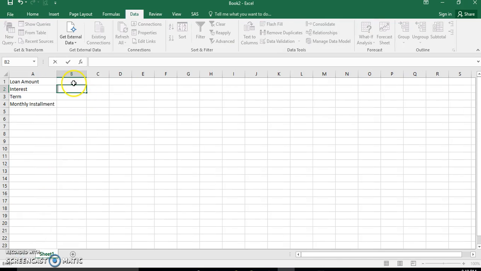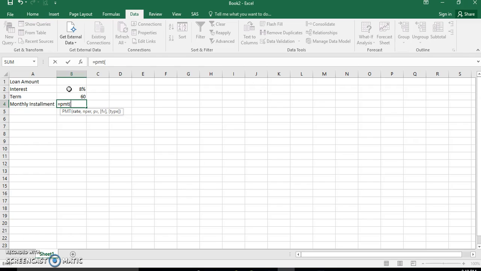Okay, let's try to set up our Excel sheet now. So we need to find out the loan amount on which we are calculating the monthly installment. Interest rate as given in the question is 8%. Term is given to you as 5 years. But we have to have the term in months because we are calculating a monthly installment. So in 5 years we'll be having 5 into 12 months. That means 60 months. Now to calculate the monthly installment we'll be using the formula PMT.